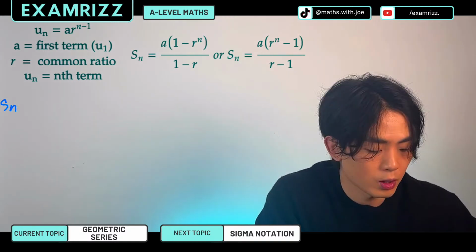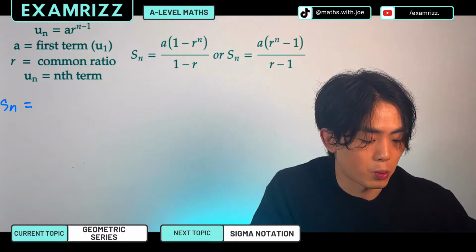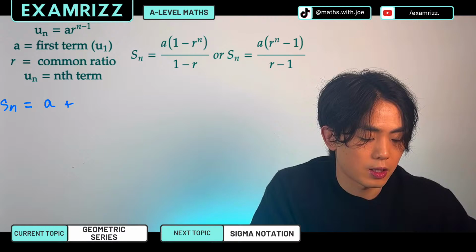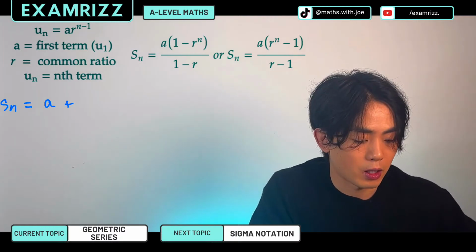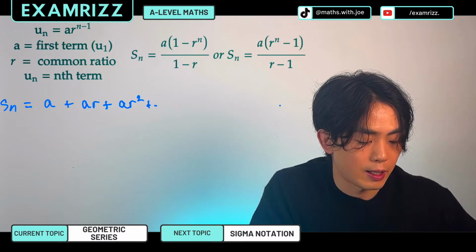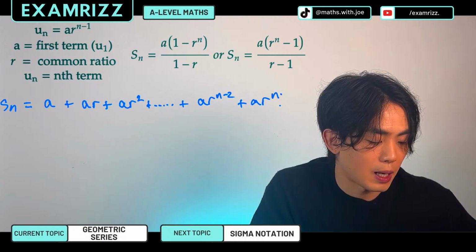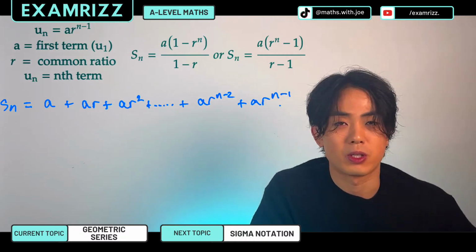So Sn. Once again, I'm going to write it out in terms of a and r, the generic form. So the first term was a, plus the second term, it will be a times r, plus the third term will be ar squared. And then if you go ahead, the second to last one will be ar^(n-2). And the last term will be ar to the power of n minus 1. That's what we're summing up.